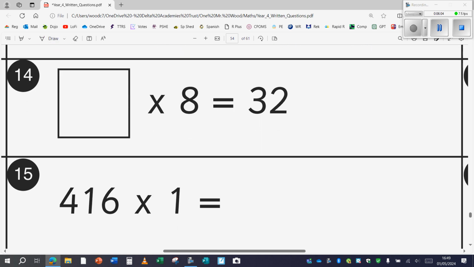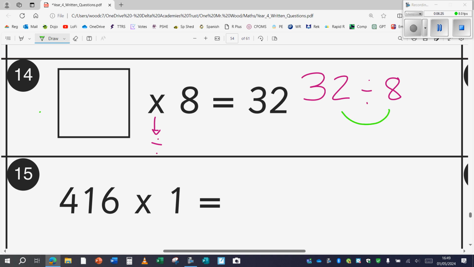For number 14 then, I've got a missing number question again, so I can use my inverse operation again, division. So I would do 32 divided by 8. And essentially when you're dividing, you can share 32 out between 8 if you want to, but the children know that we are just asking ourselves, how many times does the smaller number go into the larger number? So you can count in 8s. Make a list if you need to. 8, 16, 24. And if you've forgotten, you use your fingers to count on 8 more. So 32 would be my answer.